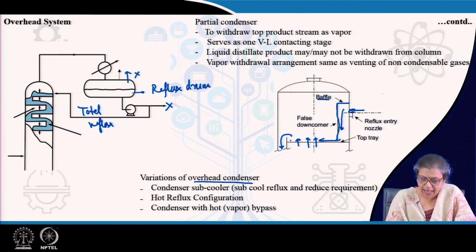For example, we can have a condenser subcooler where we cool the reflux and then introduce it so that the requirement of reflux gets less. We can also have a hot reflux arrangement. We can have a condenser with hot vapor bypass arrangement as well. I am not going into details of all this. It is just to make you aware that such things are there.